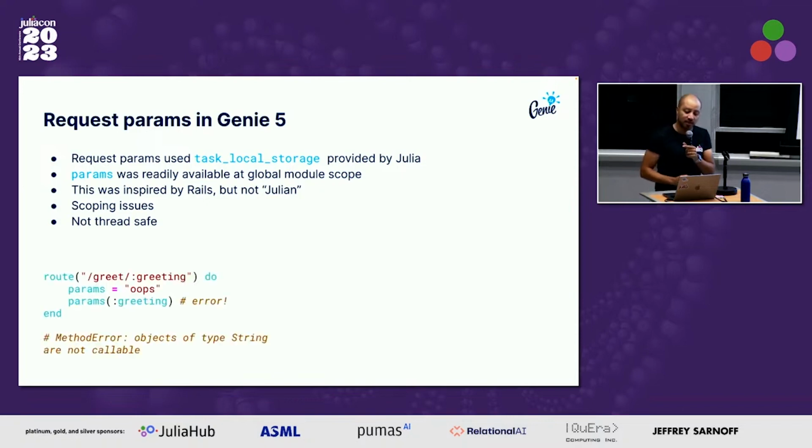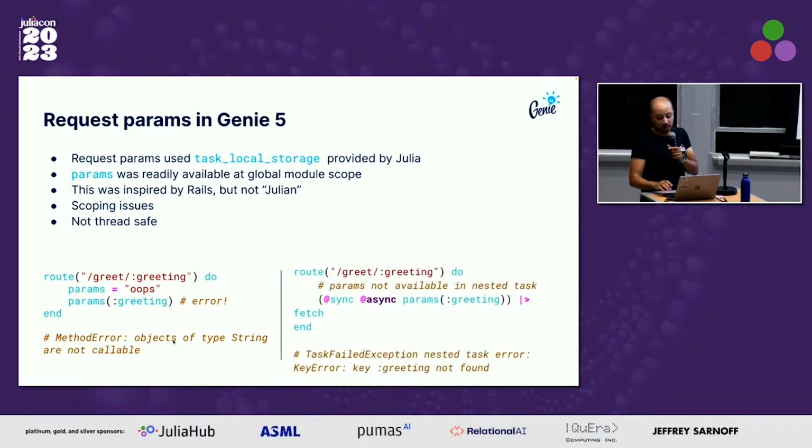As we can see here in this code snippet, since the params is in global scope, we can easily overwrite it inside the route call with a simple variable declaration. And when we try to get some parameters from the request, we are not able to, since it has been overwritten. Then, with regards to thread safety, if we try to request the parameters in the header in an asynchronous call, this would not work and would return a task fail exception, which is, well, quite a big problem.